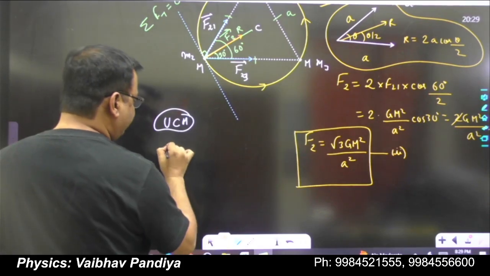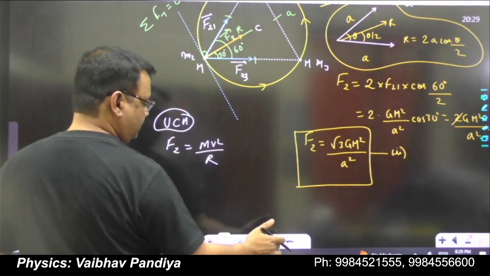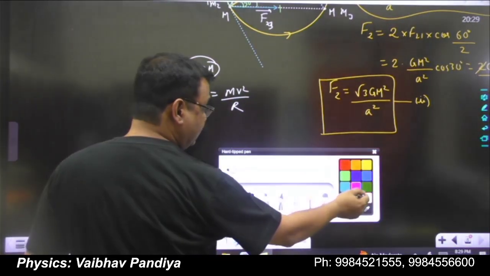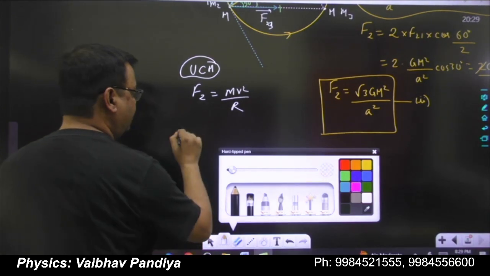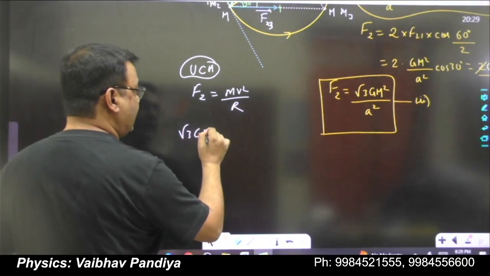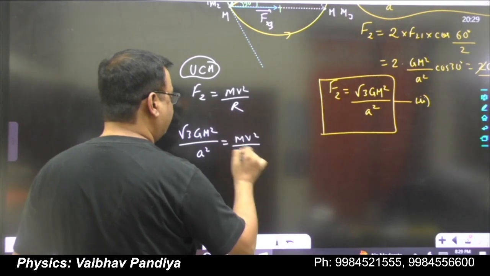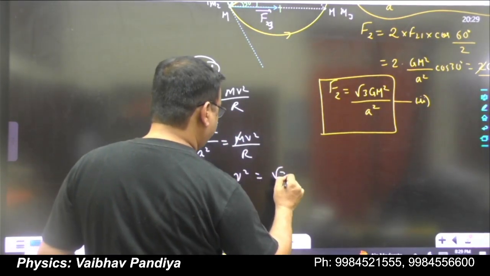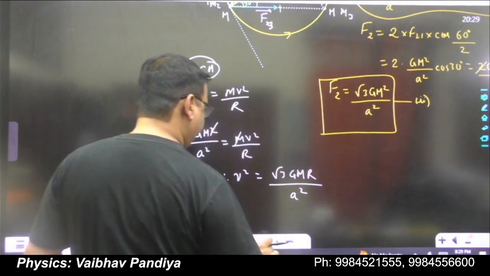and the centripetal force is provided by the gravitational force. So you can equate the gravitational force with m v square by r. So you'll get root 3 G m square by a square is equal to m v square by r. One m will get cancelled away. So you'll get v square as root 3 G m r divided by a square.